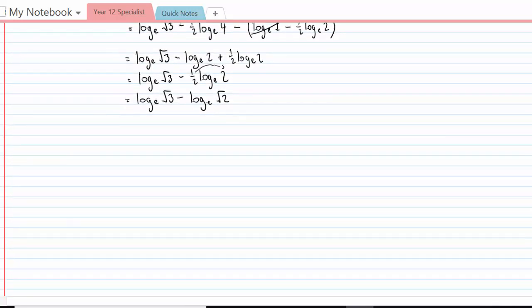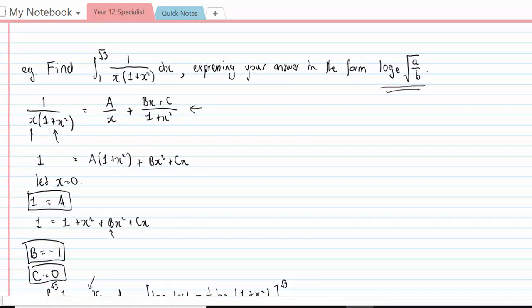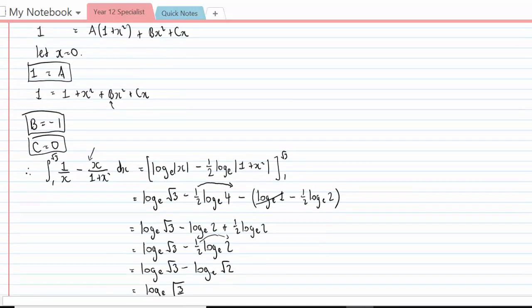And then finally, using our log laws again, when we're subtracting logs, we divide what's inside them. So we get log e of square root of 3 on 2. And there we have it. We've got that in the form that was required at the beginning of the problem, right there. So there we have it.